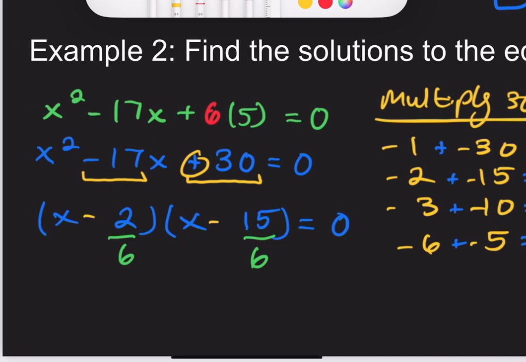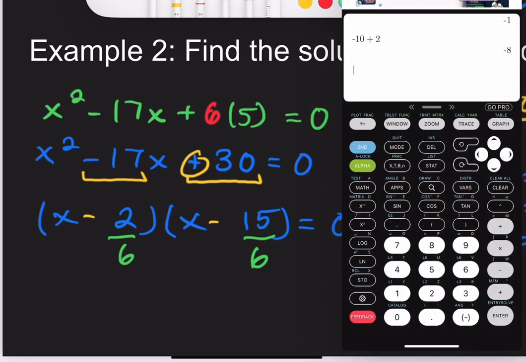2 and 6 are both even numbers. And when you go to your calculator, you must make sure you can reduce your fraction. 2 divided by 6. Hit math. Make sure you go to fraction, which is the first one. That gives us 1/3.